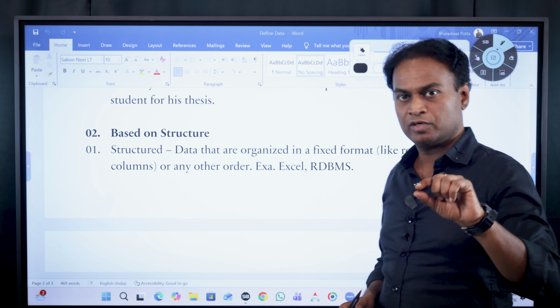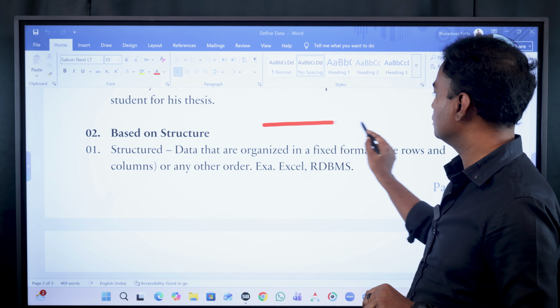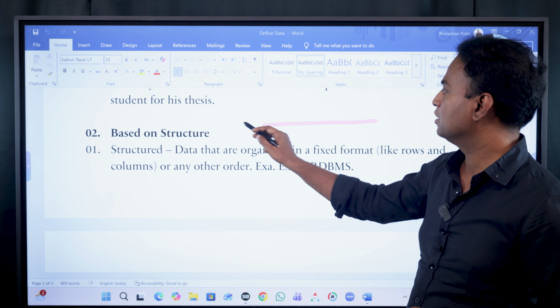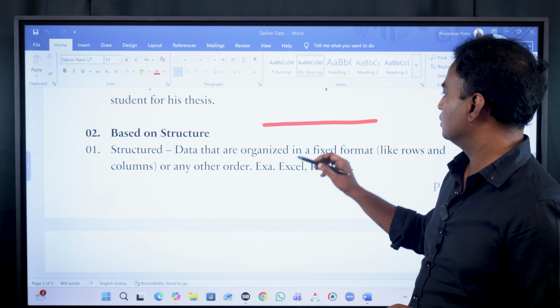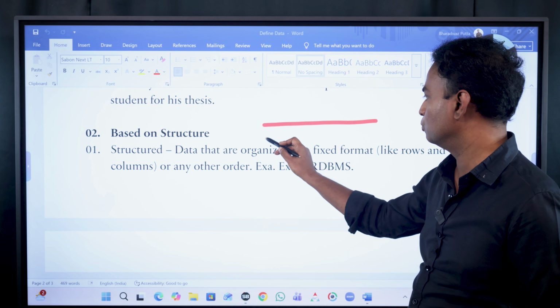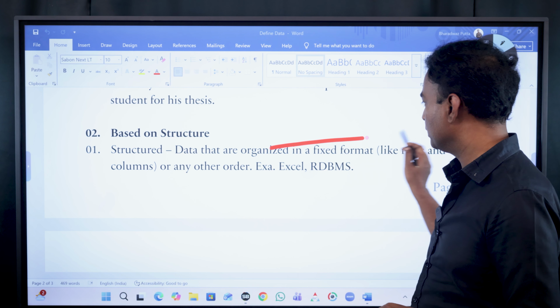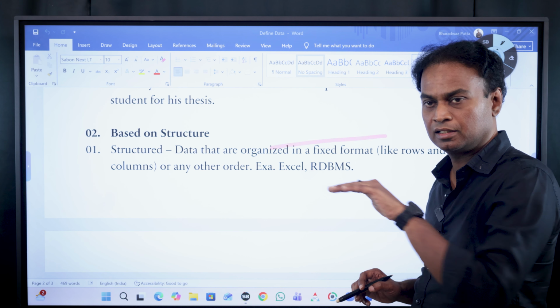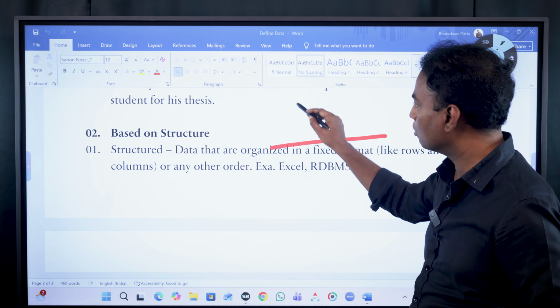For example, the first row is for a patient, patient 01. The second row is for patient 02. The third row is for patient 03. Here the data is collected in the form of rows, and in the columns what do you have?